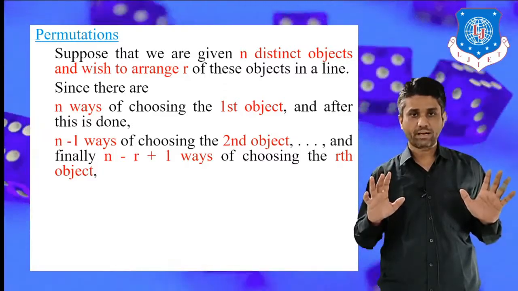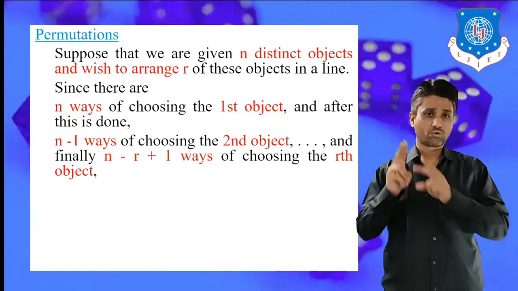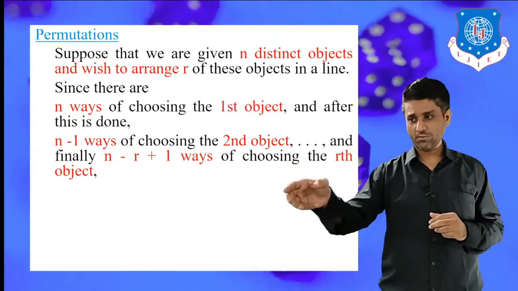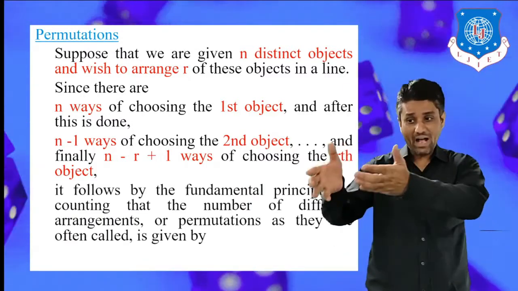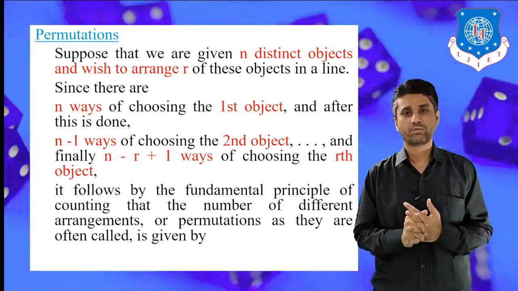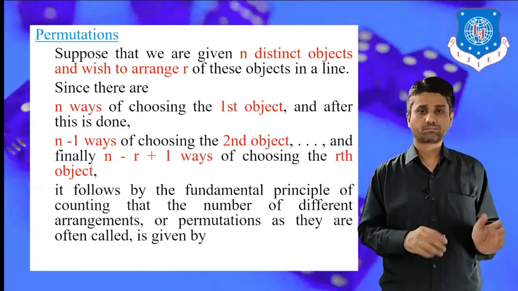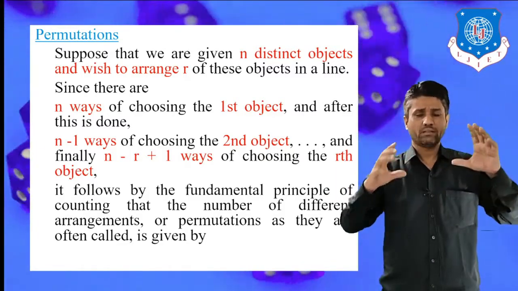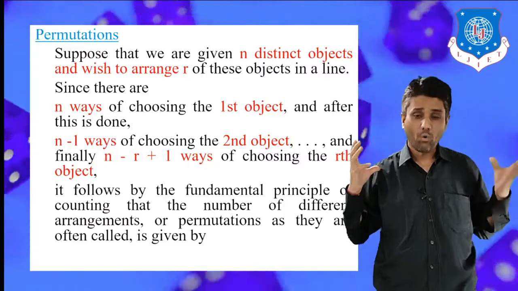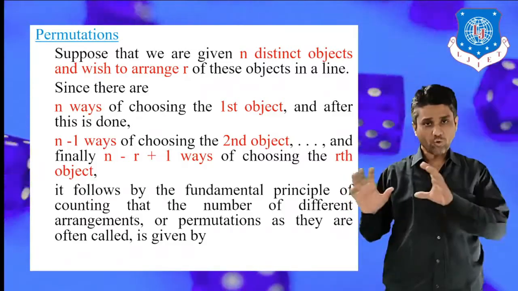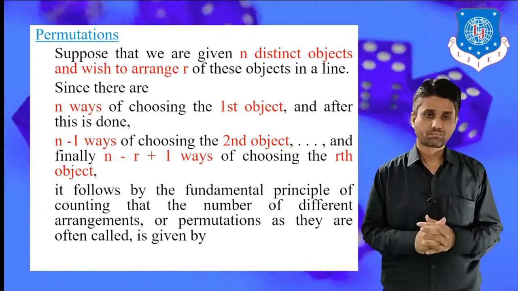When two objects are selected, we discuss the possibility of selecting the third object. Again one option is removed, so the possibility of selecting the third object is n minus 2. Here we are interested in selecting r objects out of n objects, so the possibility of selecting the rth object is n minus r plus 1. Finally, we combine all these in one line to identify all possibilities of selecting r objects among the n objects. That is known as permutation.